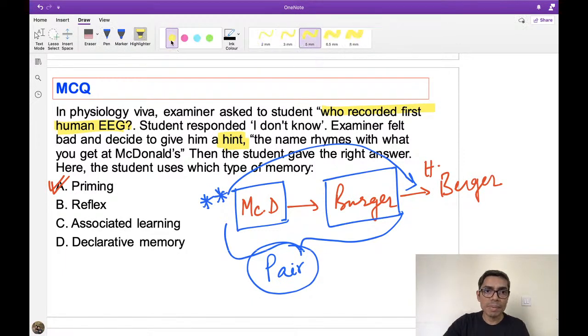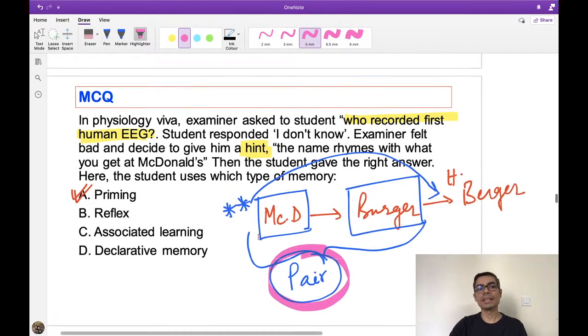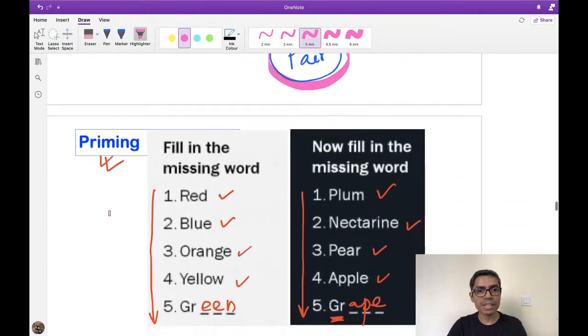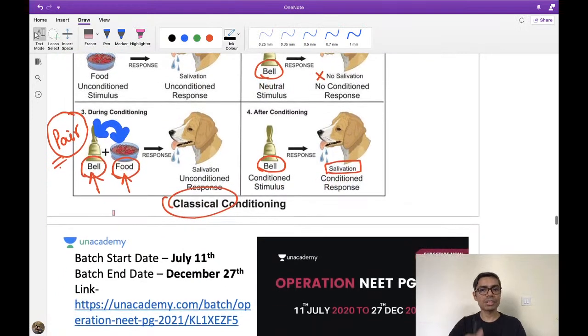So what is the basis of associative learning? The pairing must be done beforehand, otherwise it is not a part of associative learning. That's why associative learning cannot be the answer here. Here only the hint is the clue, and hint means this is nothing but priming. Getting my point? I hope all of you understood this thing. So thank you so much for listening. Whether you understood this now, okay?